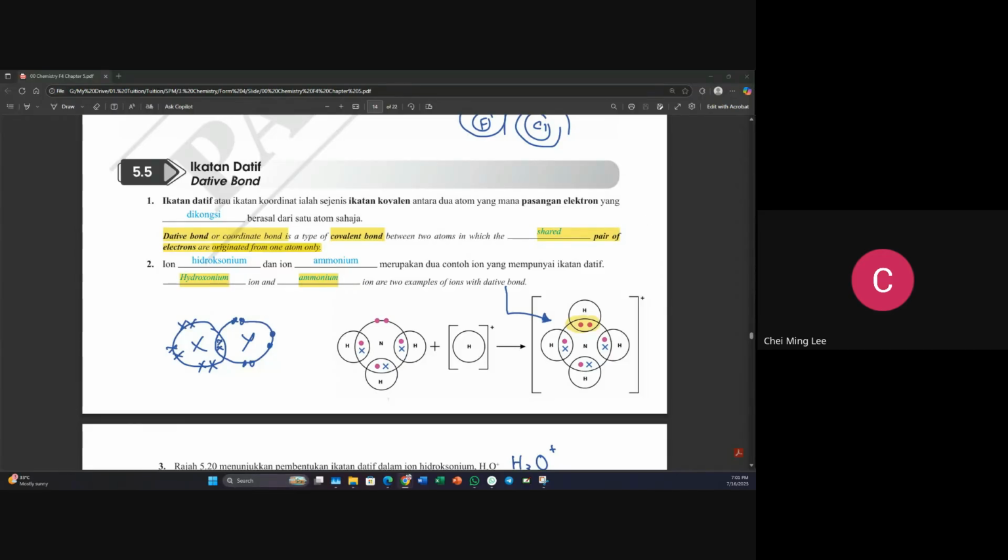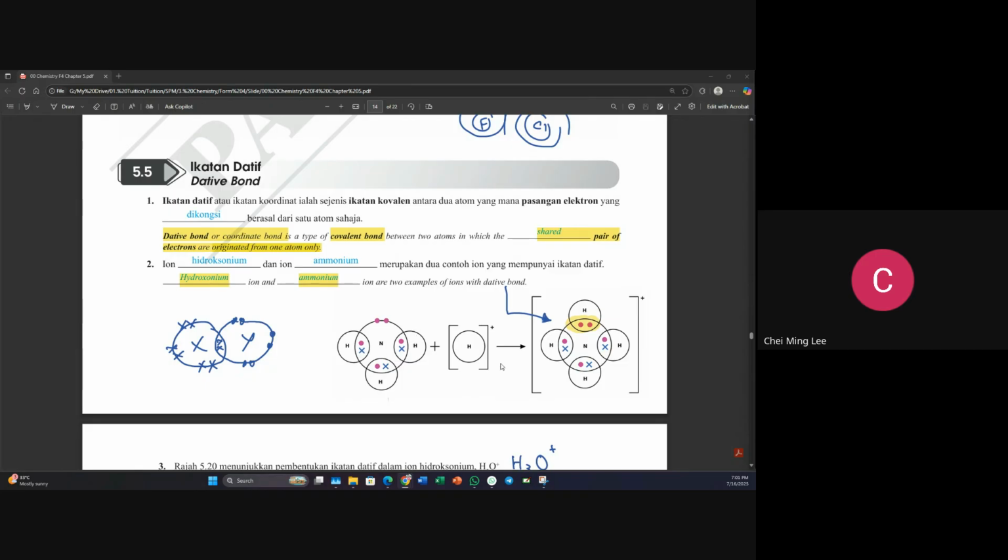Okay, now a dative bond, or we call it a coordinate bond, is actually a type of covalent bond between two atoms in which the shared pair of electrons originates from one atom only. Hydroxonium ion and ammonium ion are two examples of ions with a dative bond, like this one, ammonia. The ammonia will share three electrons with three hydrogens.